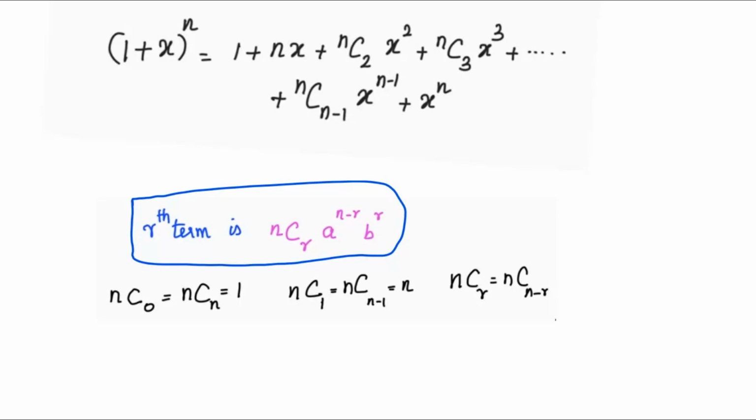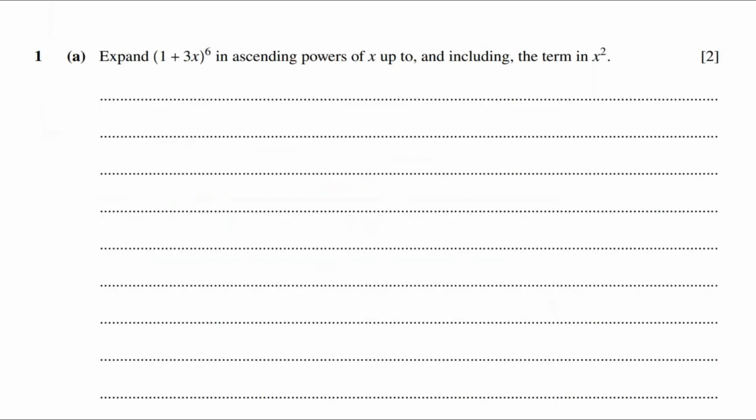And you should know nC0 is equal to nCn, which is equal to 1. nC1 is equal to nC(n-1), which is equal to n, and nCr is equal to nC(n-r). So let's solve the first question.